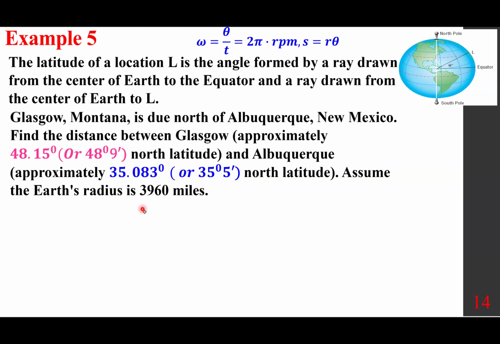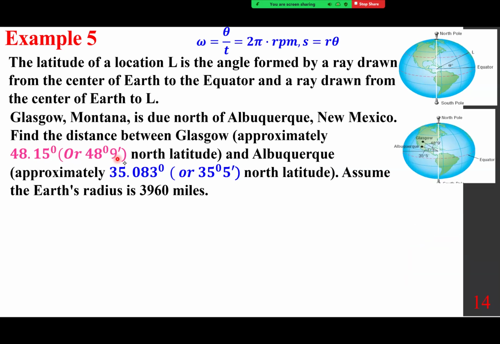Well, we are in essence looking for the distance S equals R theta. R is 3960. And theta, we need to find the distance between the two angles here. So let's see what's given. These are the locations that they were discussed.